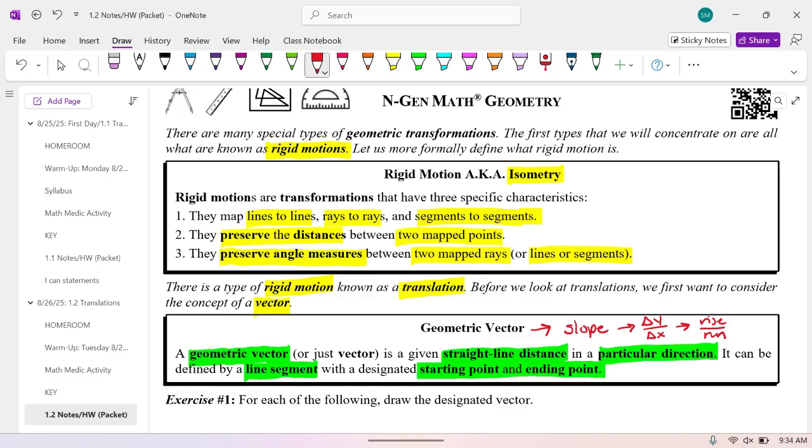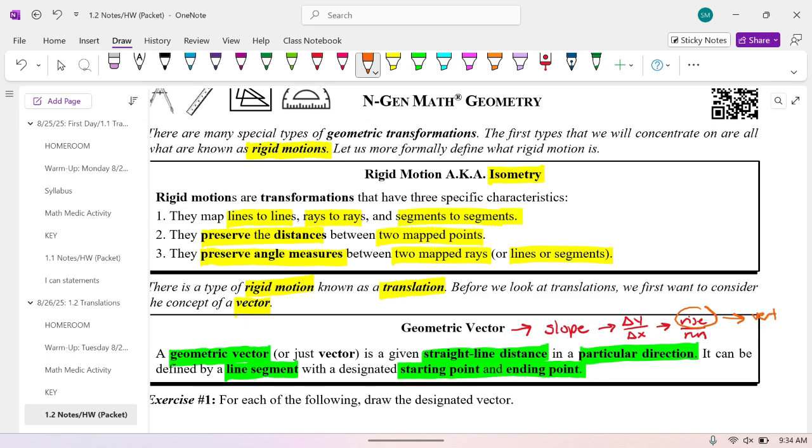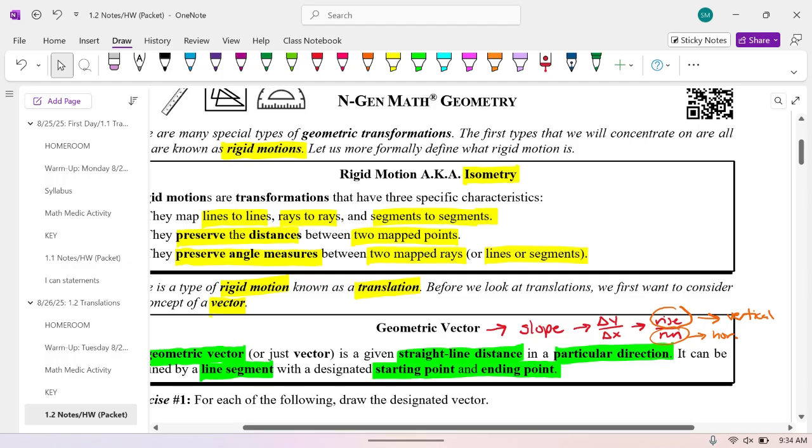Now, guess what? This rise over run, the rise is your vertical distance. The run is your horizontal distance. That's the actual translation. So in reality, you're doing the rise over run part for finding the slope of that vector while you're translating a figure.